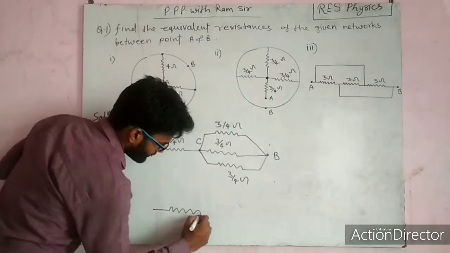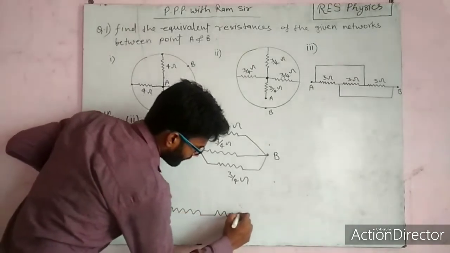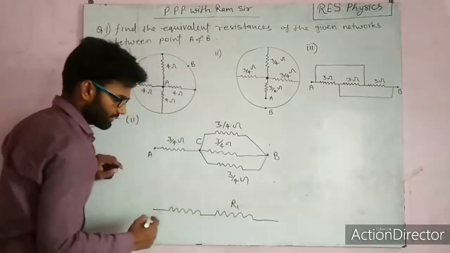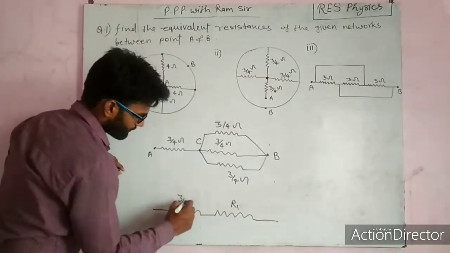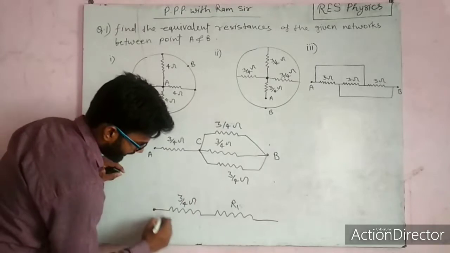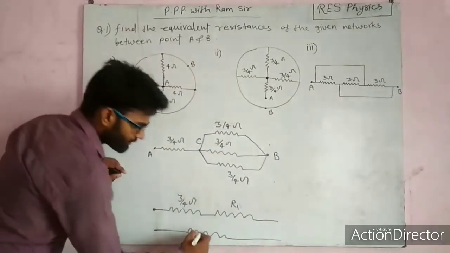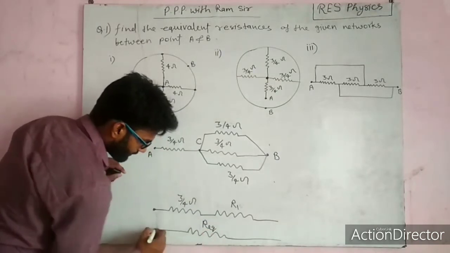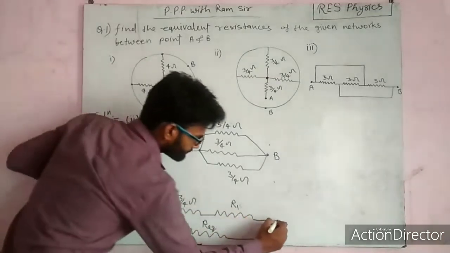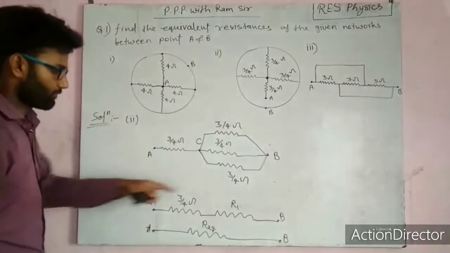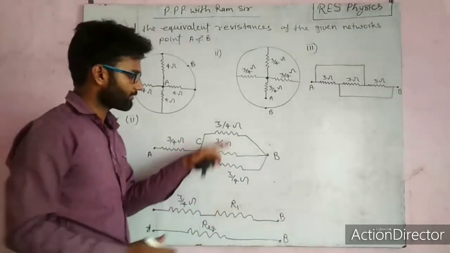Firstly, we will find the equivalent of all these three. Let it be R1, right? And this will be 3 by 4 ohm. After that, the equivalent of these two will be R equivalent. Right. So firstly I am going to calculate this R1.